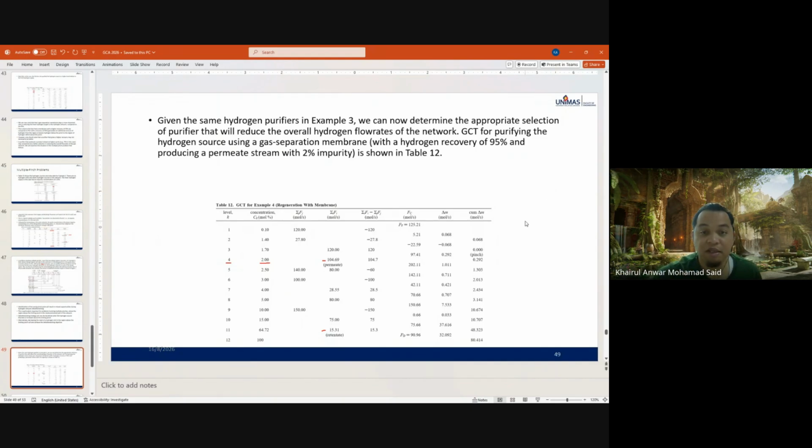So what if we introduce regeneration with membrane first? So regeneration with membrane we can now do with the selection.